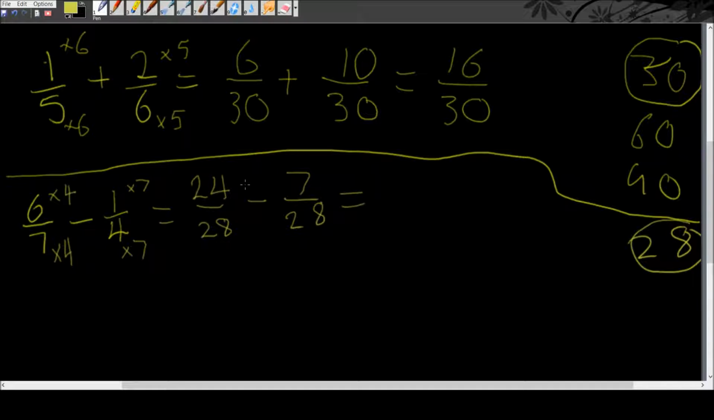Okay. Now we're going to do 24 take away 7, which is going to give us 17. And obviously the 28 stays the same. It still stays as 28. Okay.